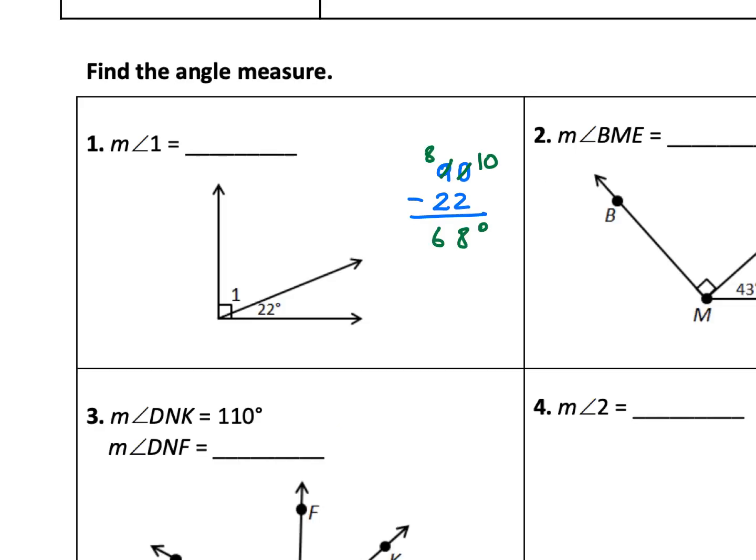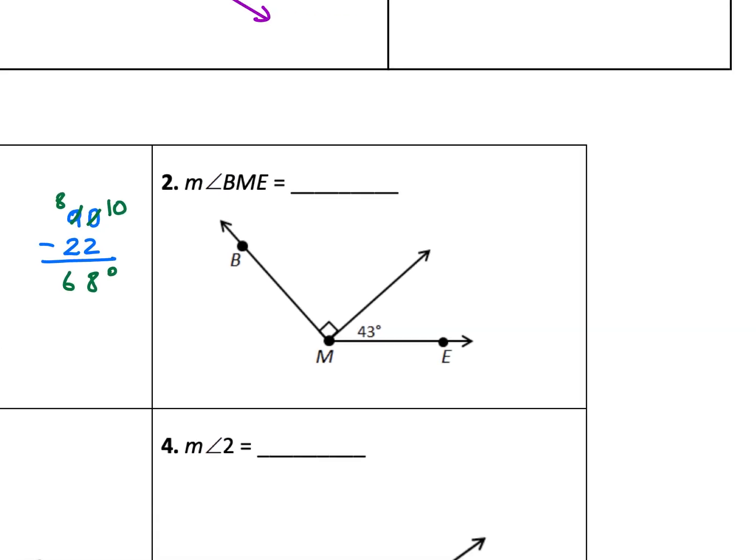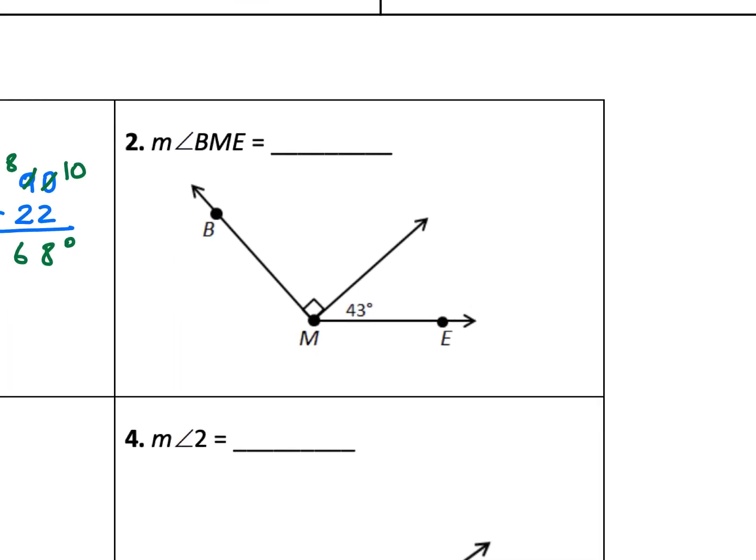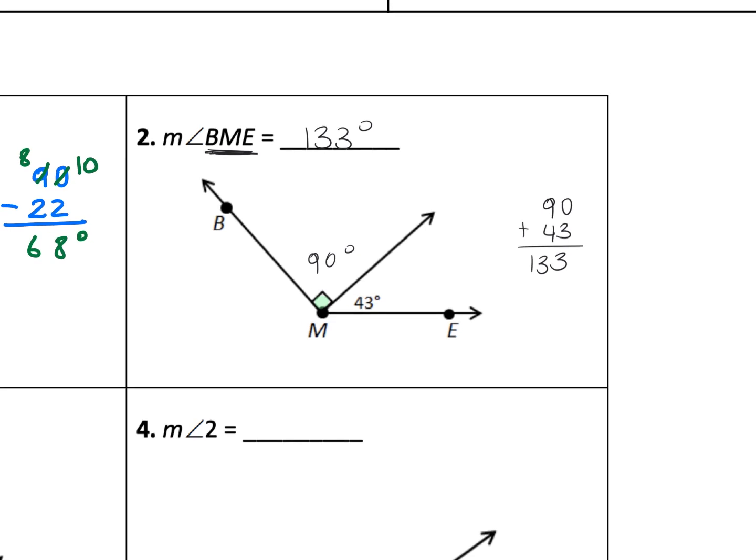On the bottom, we had to find the missing angle measurement. So that first one, you should have gotten 68 degrees. Let's look at that second one there. Remember, the right angle equals 90. What is the measurement for angle BME? You should have gotten 133 degrees for that measurement.